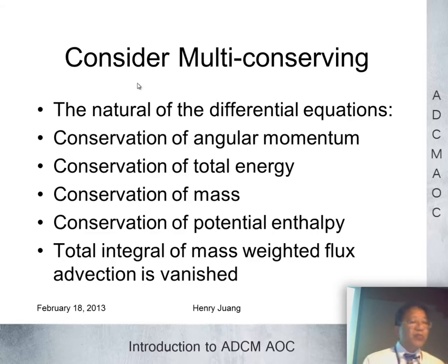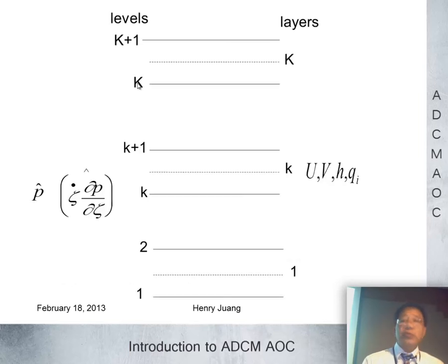So based on this nature of the equation, to discretize the equation, first we make the vertical structure like this. We have a layer, a dot part is a model layer, and the solid line is the model interface. And all the variables are in the layer, and only pressure and vertical motion are on the level.